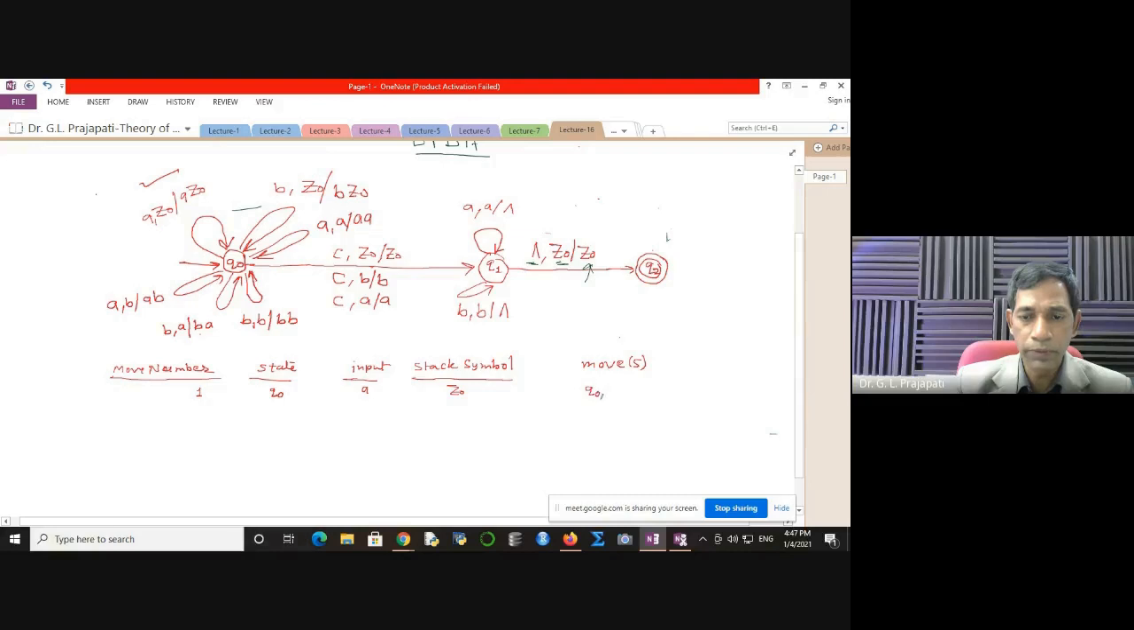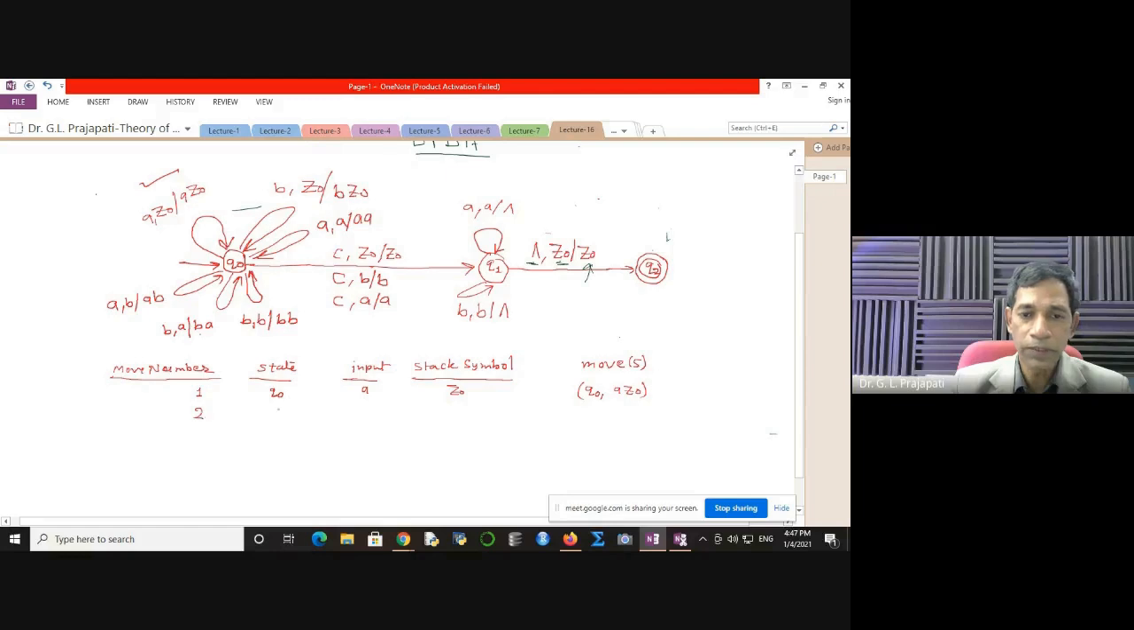You remain in the same state and you are modifying the top of the stack symbol Z0 with AZ0. So you have the AZ0. You remember that this is not the content of your stack. This is just you are specifying that the top symbol Z0 is replaced with AZ0 and A is the top of this stack and Z0 will be the next top to top. So this is the move number 1, you can say.